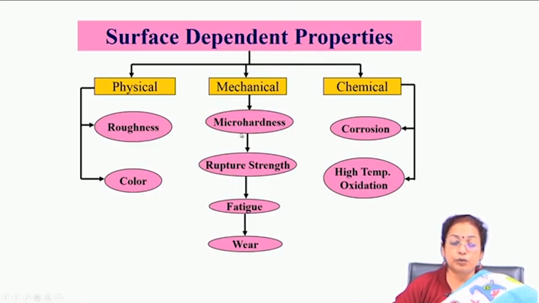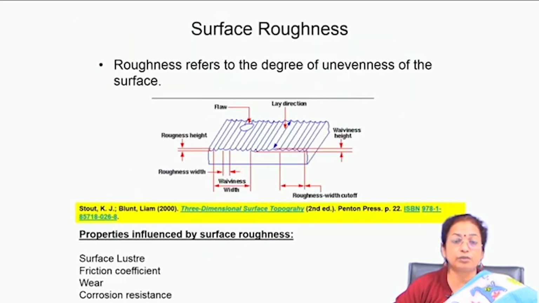Now, finally, if you think about the different properties which are dependent on the surface, they may be categorized into 3 types: physical properties, mechanical properties and chemical properties. Physical properties like roughness and color are dependent on the surface. Mechanical properties like micro hardness, rupture strength, fatigue and wear properties, and chemical properties like corrosion and high temperature oxidation are also dependent on the surface. So, in the next few slides I will discuss the different physical properties and their role.